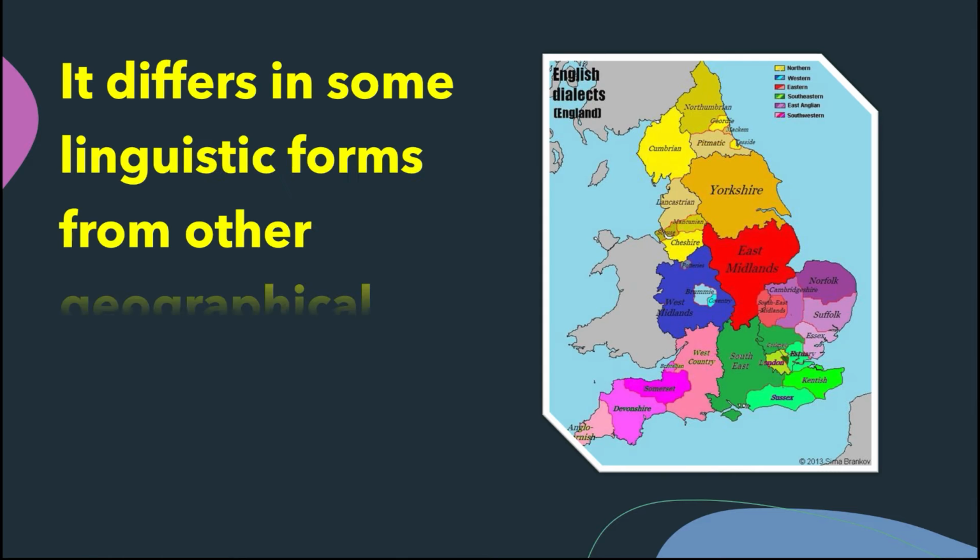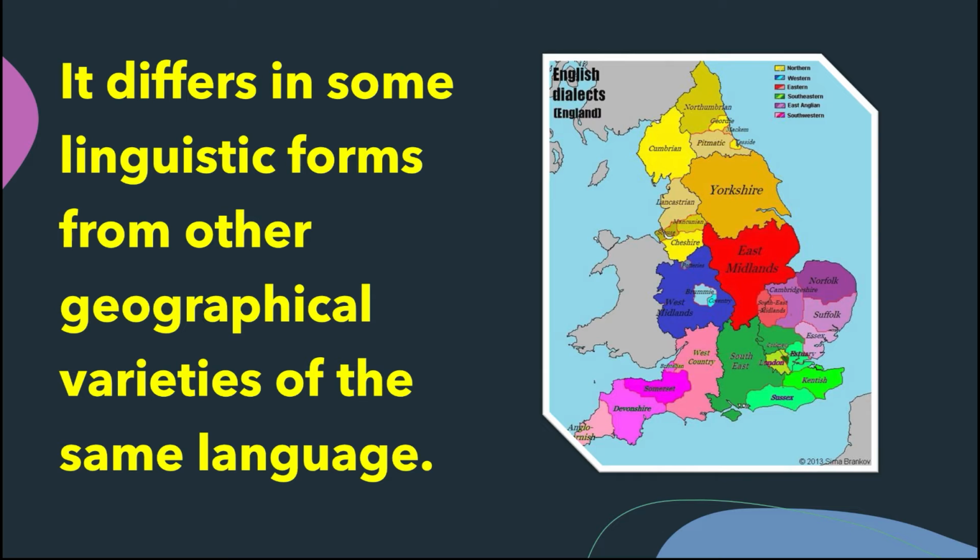We have the same idea in a different way. It differs in some linguistic forms from other geographical varieties of the same language. The language is the same. For example, English is spoken almost all over England, but English is not spoken in every geographical area in the same manner, as we can see in the map.